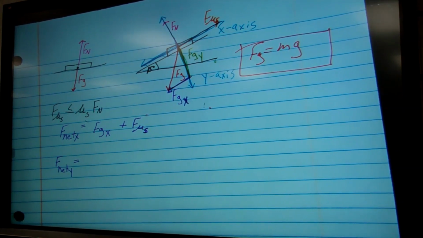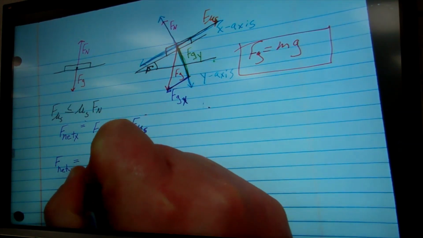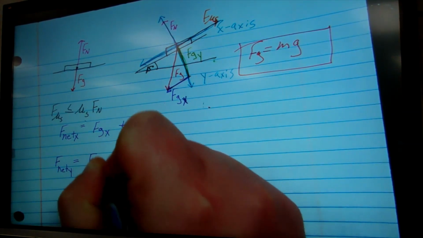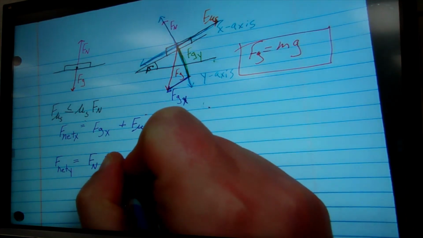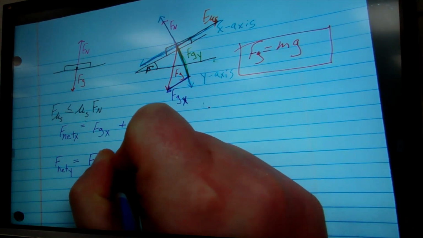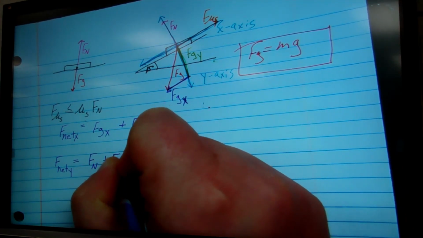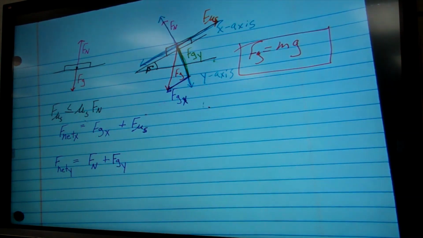All right, so what about the Y direction? We have the normal force, and the Y component of the force of gravity. Yes, that one. The force of gravity in the Y direction.